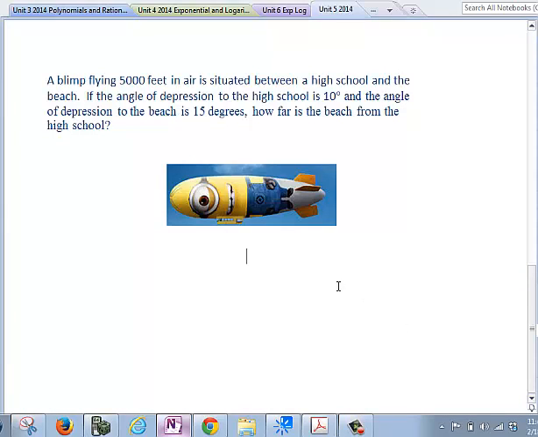Okay, class. Well, we have a blimp flying overhead. This problem is very similar to what we had for the first problem. So hopefully you can write it down, and I suggest that you draw a picture of it and try to model the solution to this problem after the first one that we did. And please submit your answers as far as how far the beach is from the high school on the form that I include with this video.